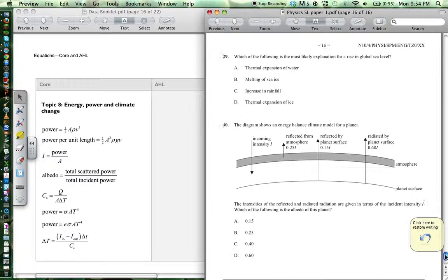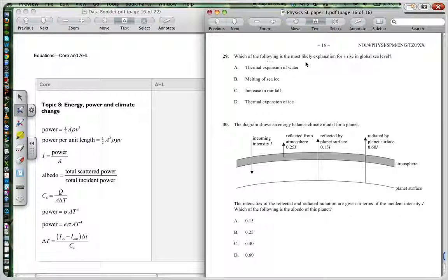And then going over the page here, we've got the last two questions. The first one is pretty straightforward. Which of the following is the most likely explanation for a rise in global sea levels? It's actually going to be A. Although it's a very small amount, this thermal expansion of water with temperature, because of the huge volume of water, is actually the one that's going to lead to the greatest change in the sea level.